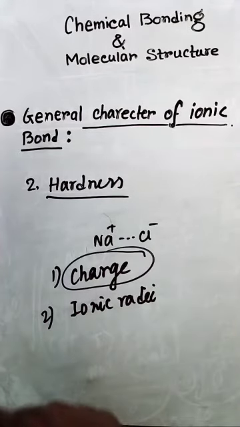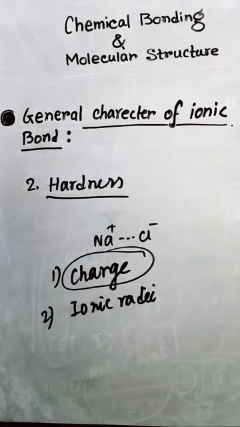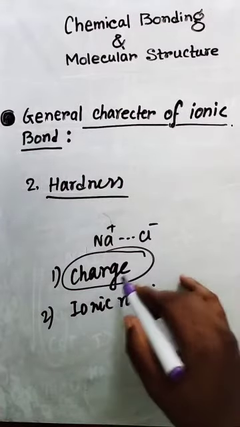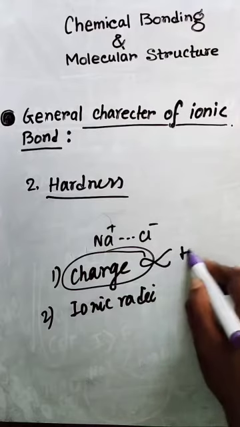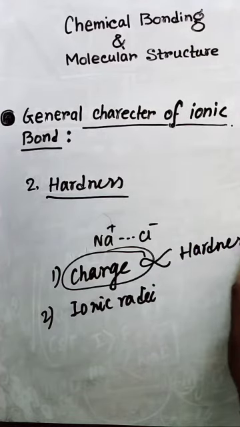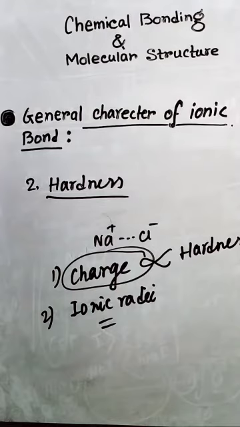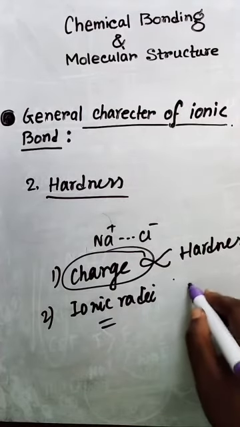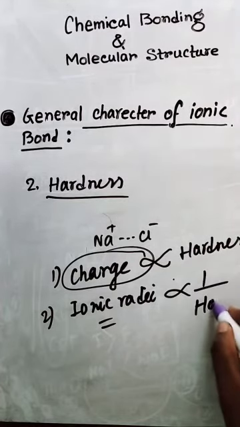Here, if the charge of the cation and anion increases, then the attraction force increases, then it becomes harder. So charge is directly proportional to hardness. And ionic radii means size of the ions. If the size of the ions increases, then the attraction force between them decreases, as well as hardness also decreases. So ionic radii is inversely related to hardness.